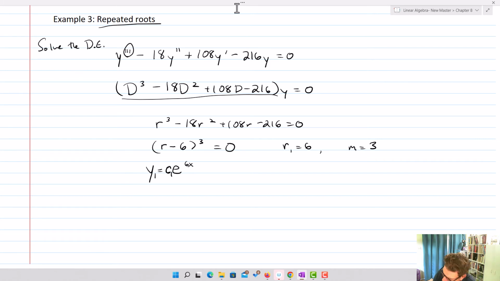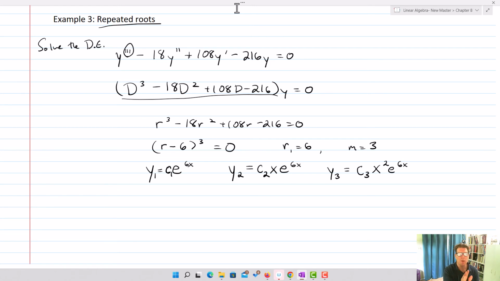Our modification now is to say y2 is going to equal c2, some unknown constant, and I'm just going to add a power of x, in this case x to the 1, so x e to the 6x. Okay, so there's my modification. And then y3 needs to be linearly independent from y1 and y2, so we take c3, my constant, and have it be x squared e to the 6x. If we use the Wronskian, you'll see that these 3 solutions are linearly independent.